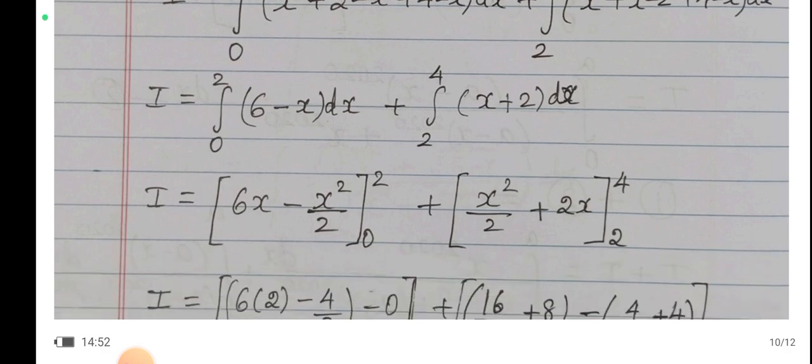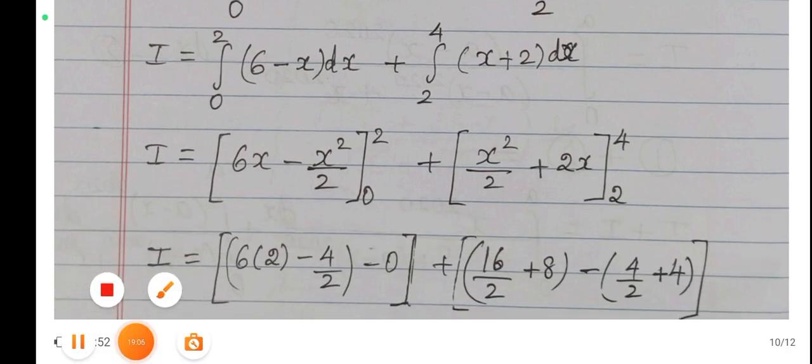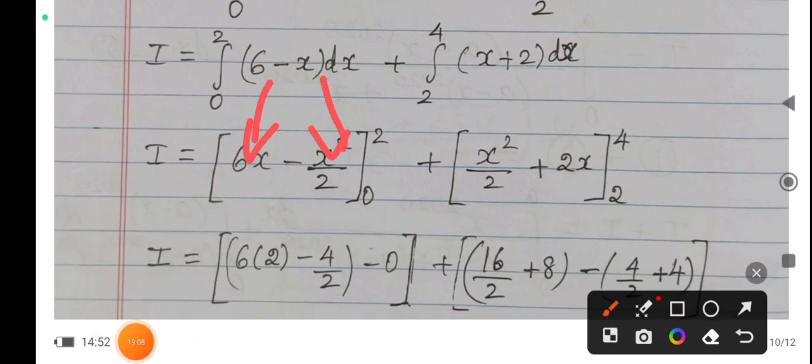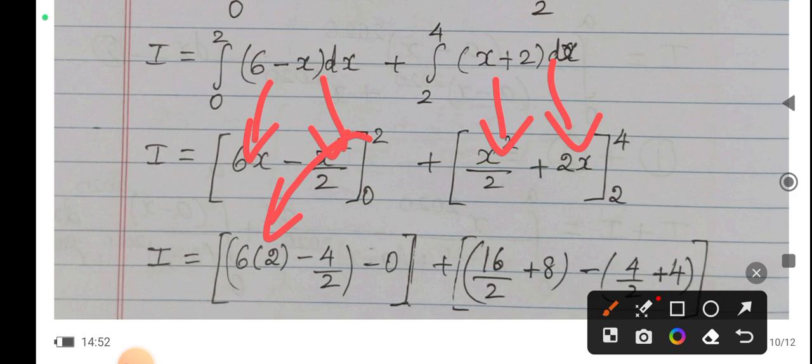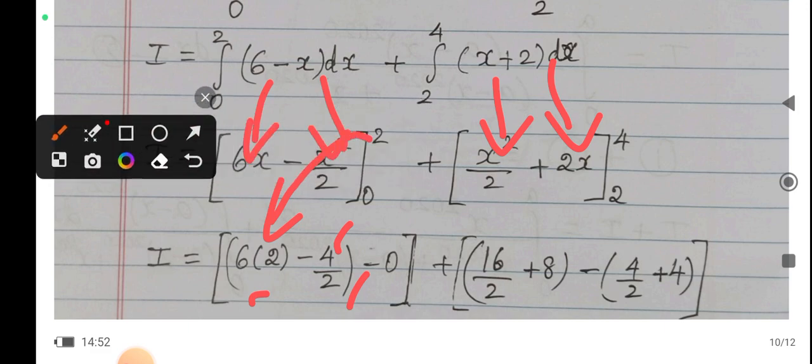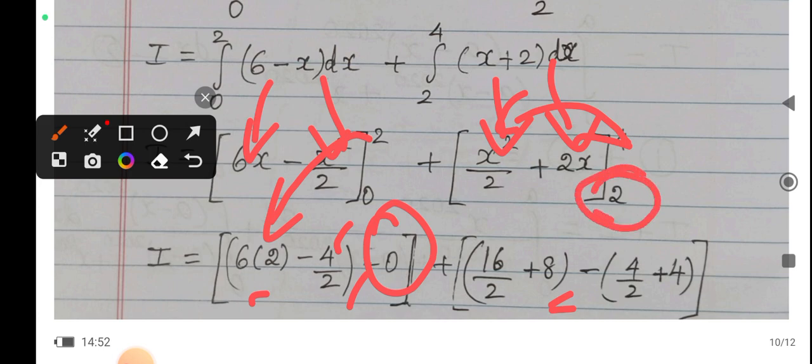So easy. Here, after normal integration, 6 integration is 6x, x integration is x square by 2, plus 2 integration is 2x. Do upper limit 2. Again here, 2 square is 4 by 2. Lower limit is 0, so literally 0 is enough. Again here, upper limit 4, square 16 by 2. Then again 4 2s are 8. Minus lower limit, here not 0, it's 2. So 2 square 4 by 2 plus 2 into 2.